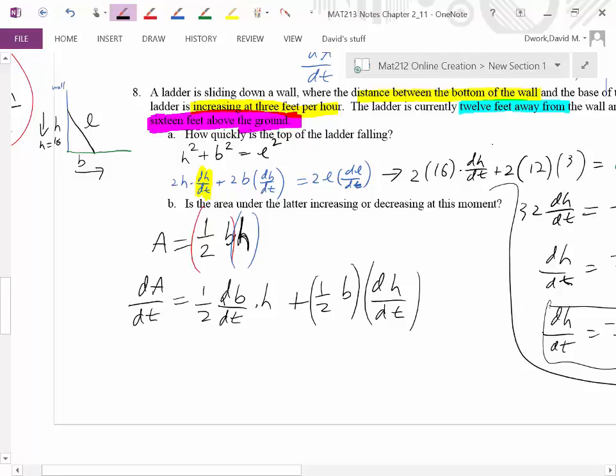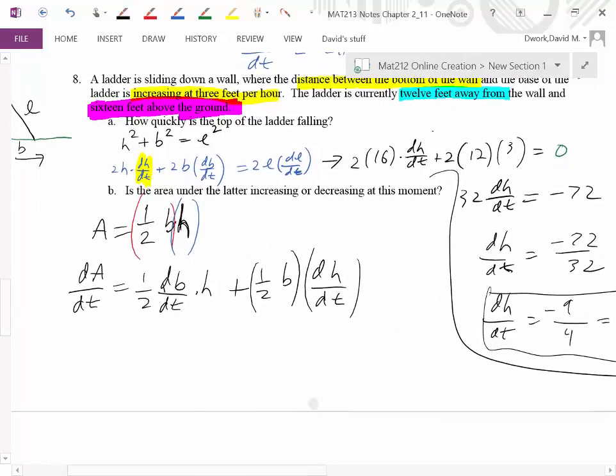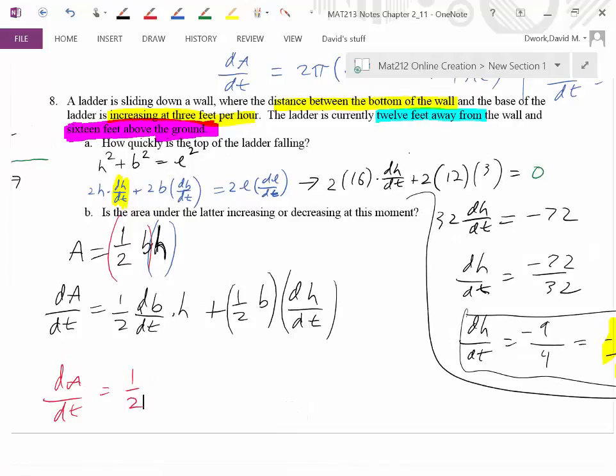All right, so now, is the area under the ladder increasing or decreasing? Well, how is the area changing at this point in time? Let's see what we can fill in. At this point, we've got dA/dt equal to 1/2. Do I know dB/dt? Well, yes, that was from the last problem. In the previous part, they told me it's increasing at 3 feet per hour, so that'd be a 3. Then we knew the height of the ladder. It was, I believe, 16 feet off the wall, plus 1/2.